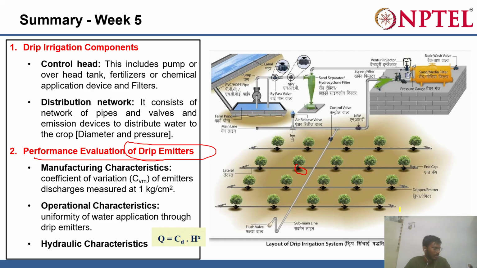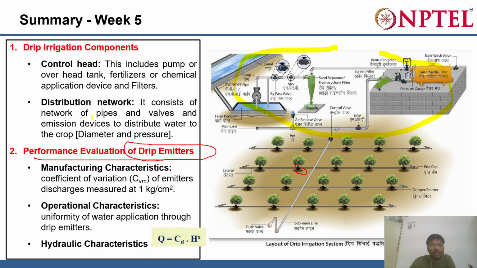So a drip irrigation system has two main aspects: the control head and distribution network. The control head includes pump, overhead tank, fertilizer or chemical application device, and filters. So this is your control head, right? Where you have everything like filtration system, fertilization system, and a pump. Then once you divert water to the field, there you have a distribution network. There you have a main, sub-main, laterals, etc. And on that you have different kinds of valves.